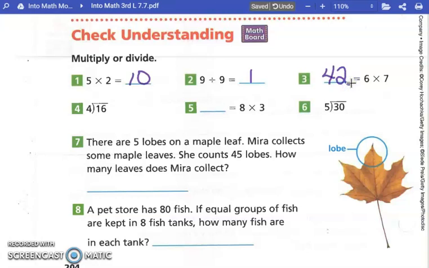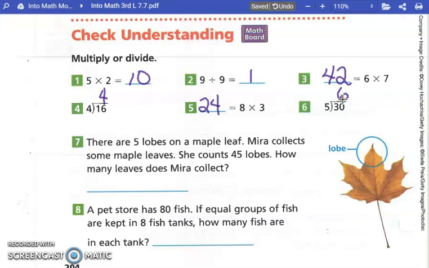16 divided by 4, we can count by 4s. 4, 8, 12, 16. That's 4 4s. That 4 should be above the 6. 8 times 3 is 24. You can skip count by 8s or 3s. And then 30 divided by 5 is 6.